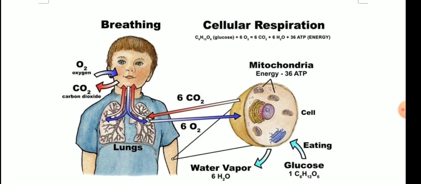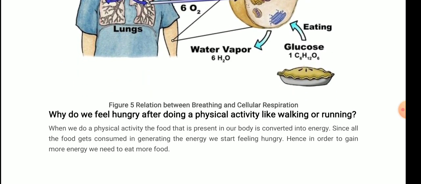Okay students, so this was about breathing and cellular respiration. I hope it is clear to all of you. The next thing we discussed was why we feel hungry after doing a physical activity. I told you it is because at that time the food is getting consumed, as the oxygen reacts with the food, so all the food gets used in generating energy, and we start feeling hungry. In order to gain more energy, we need to eat more food. The cells have consumed the food, and now they will require more food for more energy. That's why we feel hungry after a physical activity like walking or running.